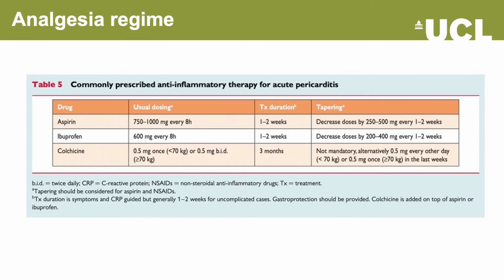Colchicine, however, has a 3-month treatment window, and that's 0.5 milligrams once a day if they're less than 70 kilos, or 0.5 milligrams twice a day if they're over 70 kilos.